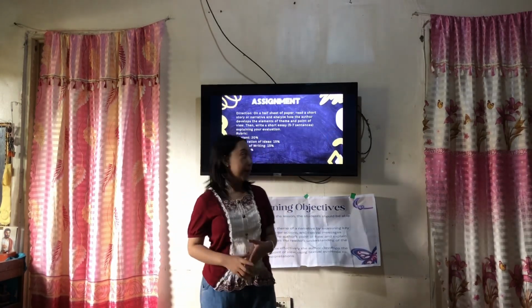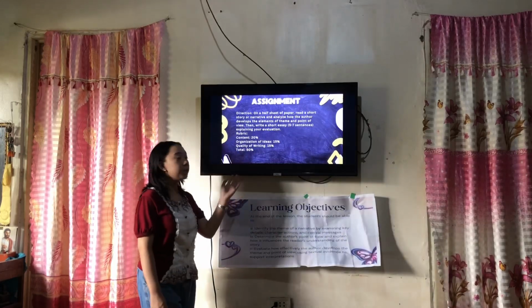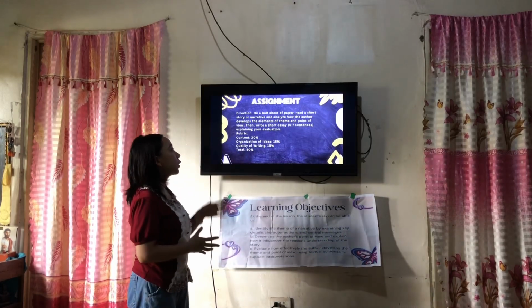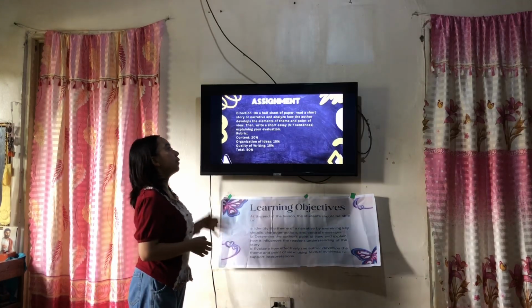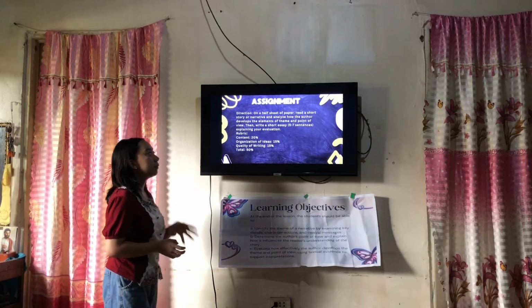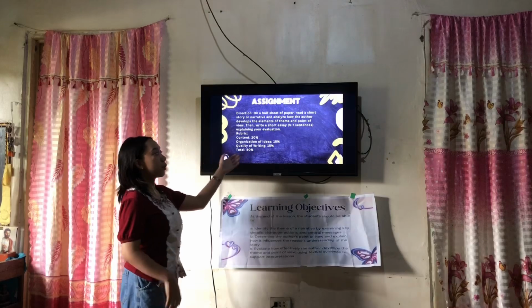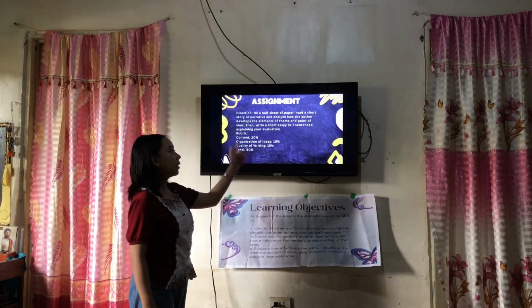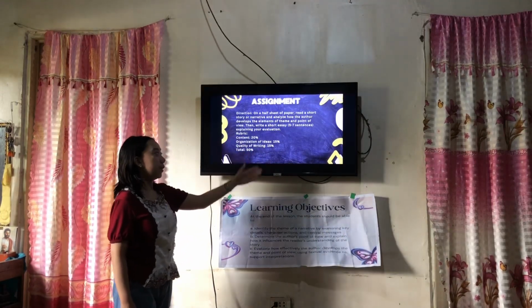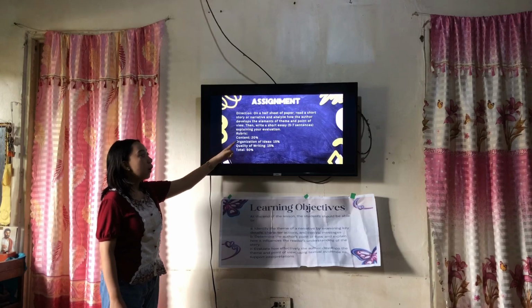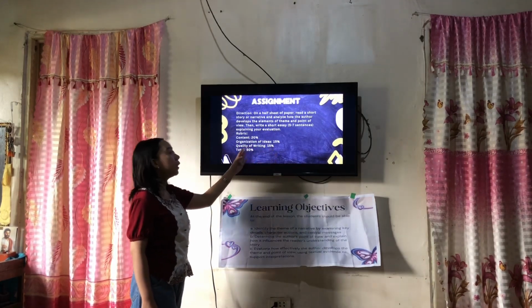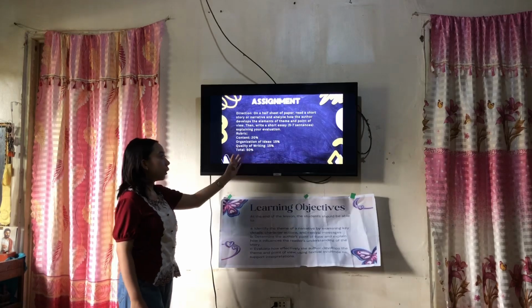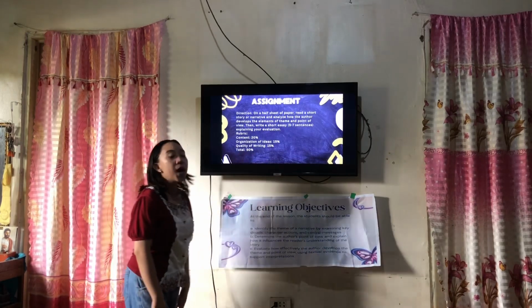So, for your assignment, on a half sheet of paper, read a short story or narrative and analyze how the author develops the elements of theme and point of view. Then write a short essay, 5 to 7 sentences, explaining your evaluation. So, here's the rubric. Content, 20%. Organization of ideas, 15%. Quality of writing, 15%. Total of 50%.